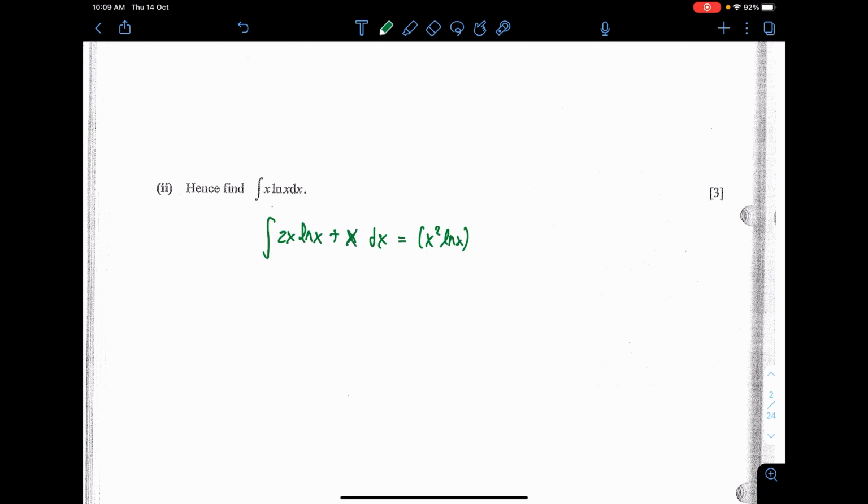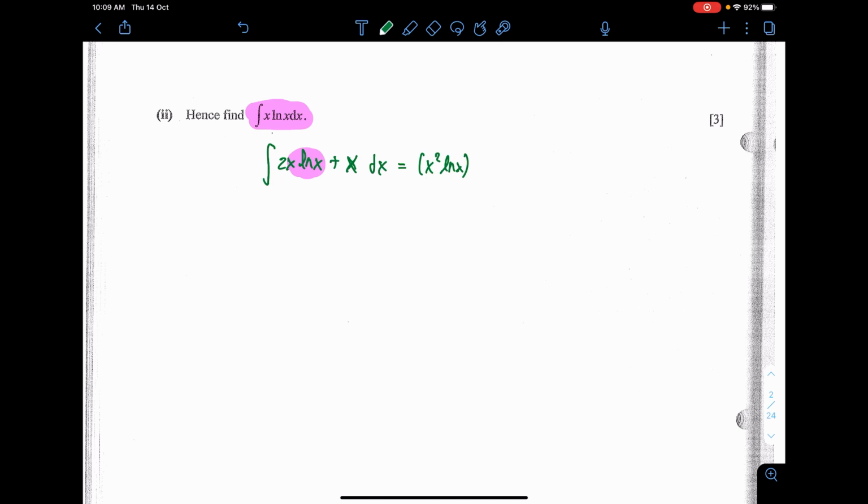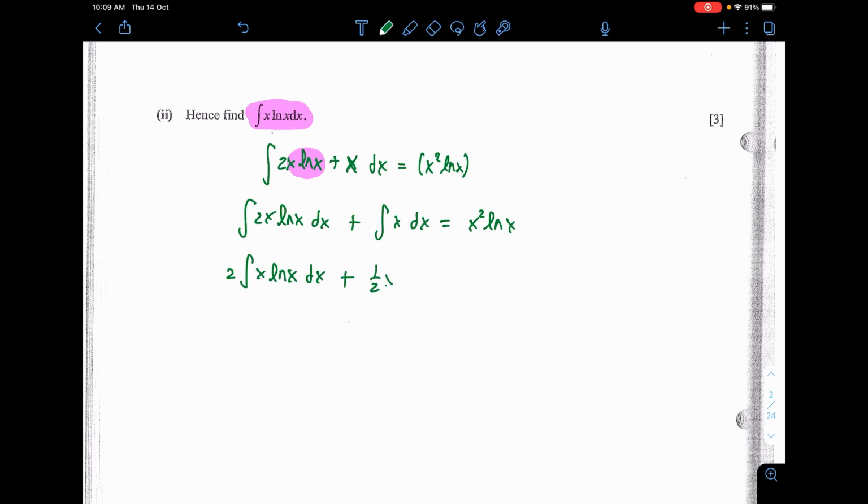They are the opposite. Now the question is asking you to get integration of x ln x, and you see here there is an x ln x in the equation. What do you need to do? You need to rearrange them. First things first, I'm going to share the integration into each of them. So I just put it down like this. Now I can factorize the 2 out, no problem, factorizing the numbers from the integration. And then I will just integrate the x, so then I get half x squared.